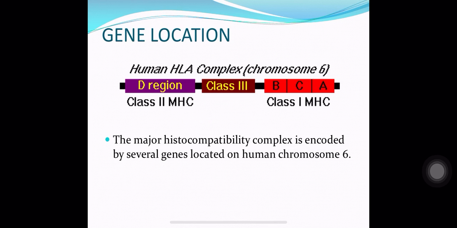Then there is another region which codes for the class 2 MHC molecules. This region is known as the D region. This D region is also divided into three portions, DP, DQ and DR. And the region between the class 1 and class 2 regions codes for the class 3 molecules, and that region is in between the class 1 MHC and class 2 MHC regions. So this is the gene location of MHC molecules, chromosome 6.